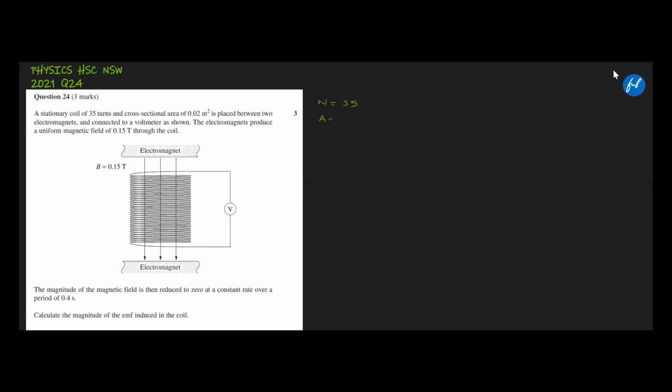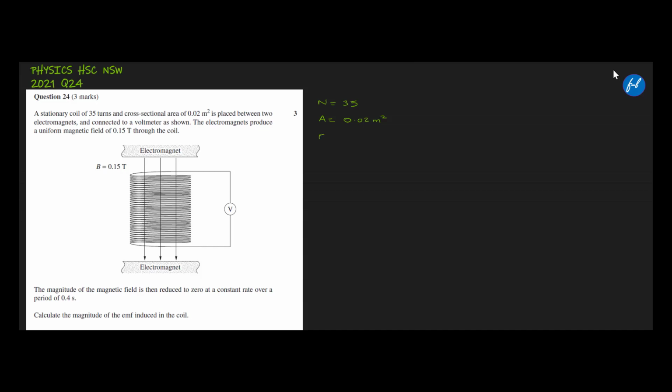I'll write the area as 0.02 meters square, is placed between two electromagnets and connected to a voltmeter as shown. The electromagnets produce a uniform magnetic field.